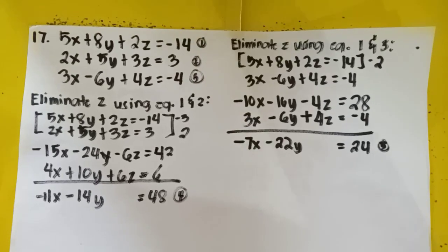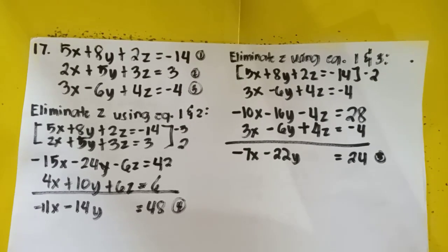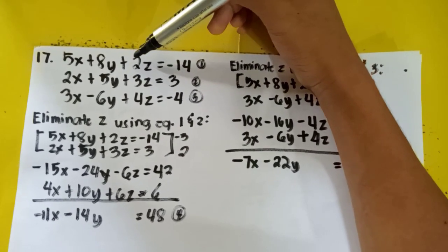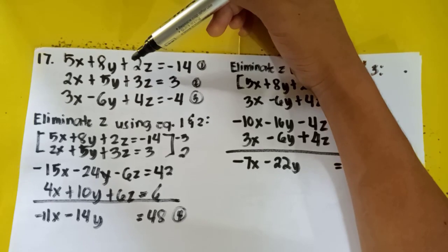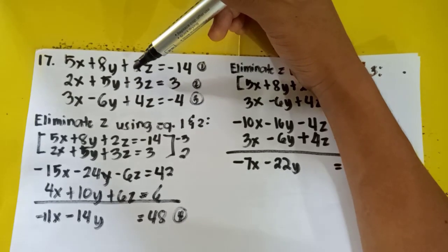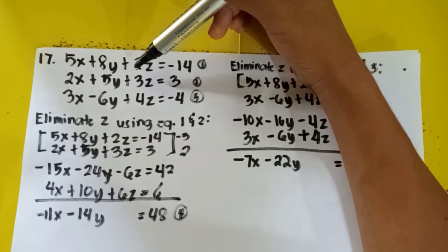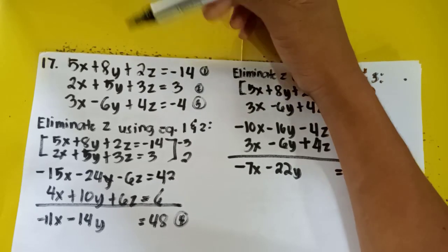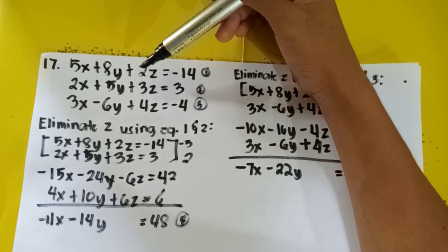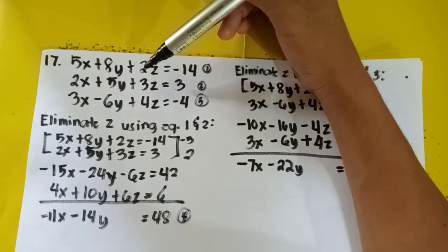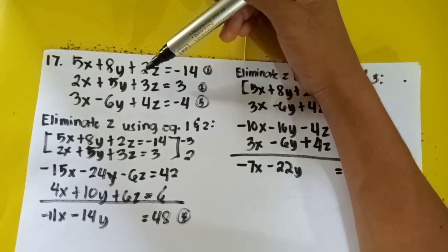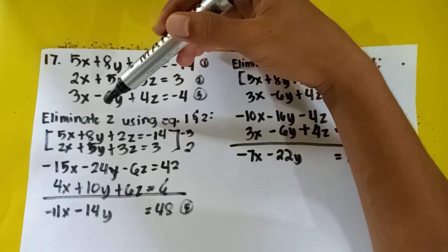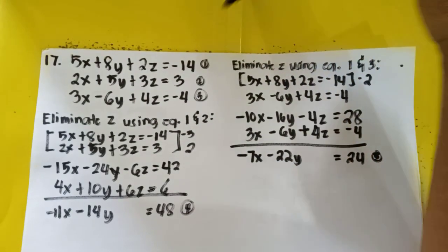Now we're already at our problem number 17, and this time we have three equations here. The first one is 5x plus 8y plus 2z equals negative 14. Then the second equation is 2x plus 5y plus 3z equals 3 rather. And then 3x minus 6y plus 4z equals negative 4. So the first thing we have to do is to eliminate z using equation 1 and equation 2.